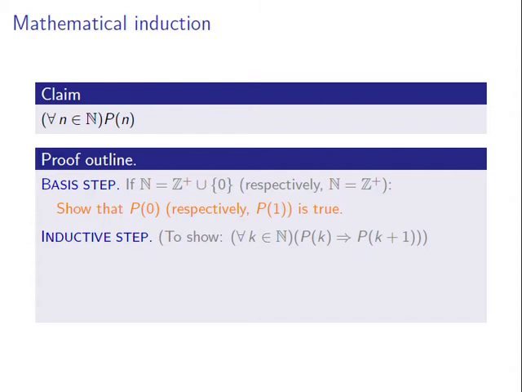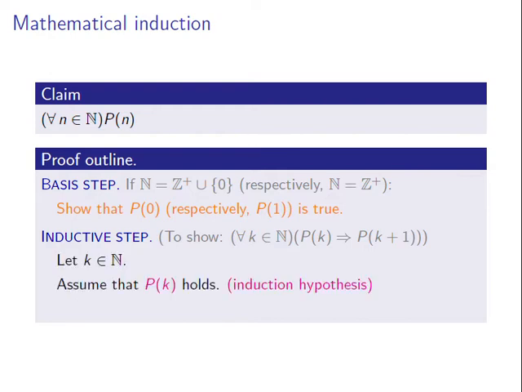In this step, we let k be an arbitrary natural number and assume that P of k holds. The condition P of k is also called the hypothesis of induction, or the induction hypothesis. We need to show P of k plus 1 using the condition P of k.